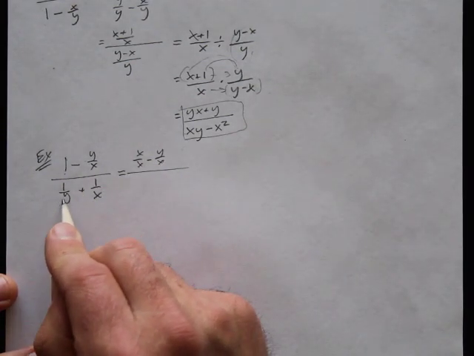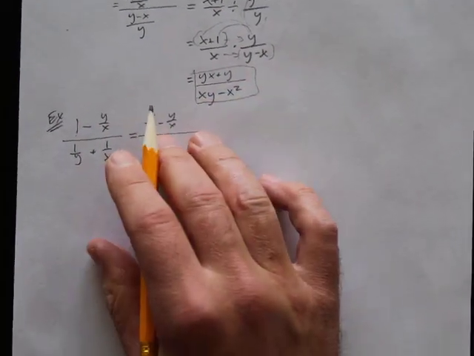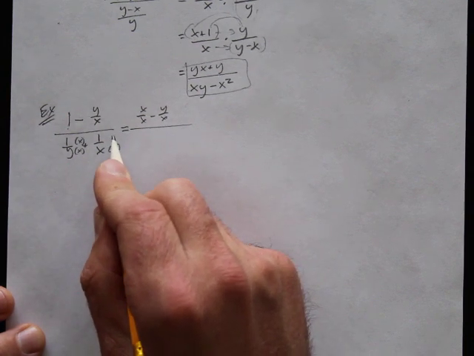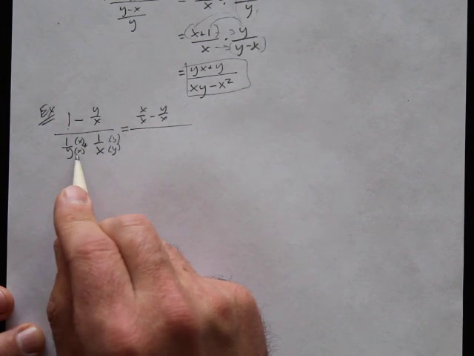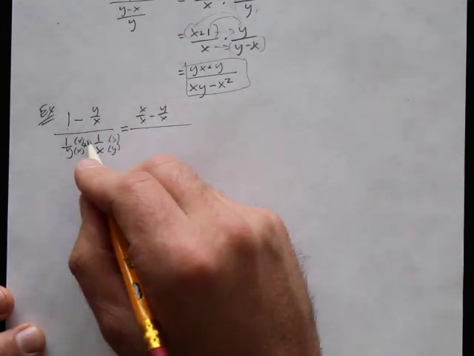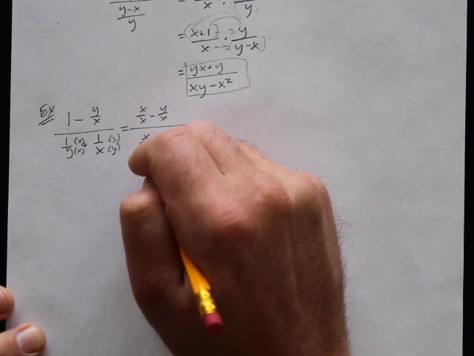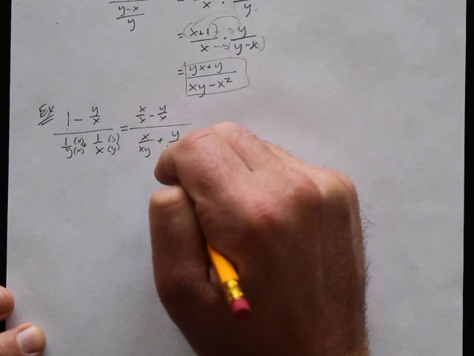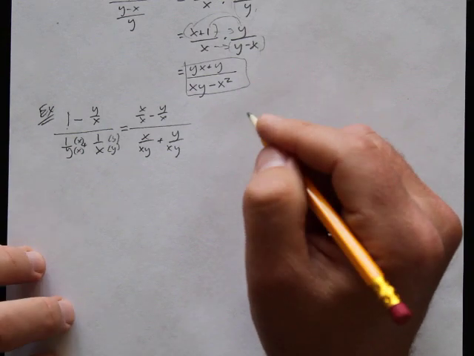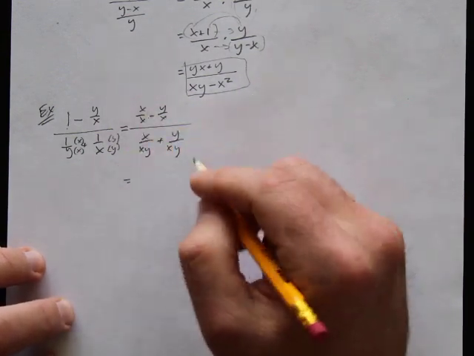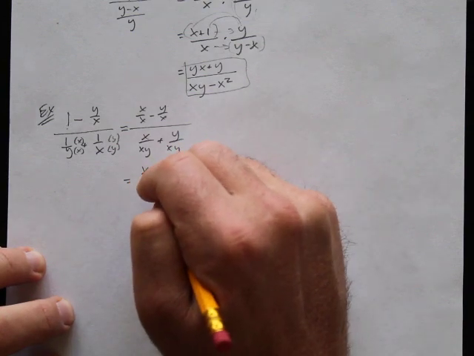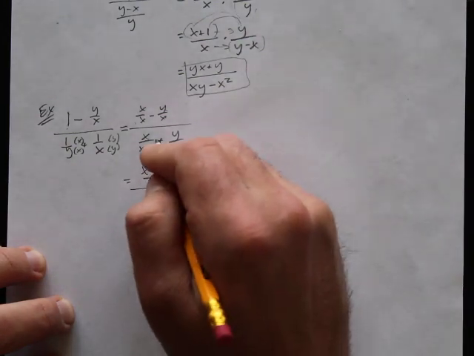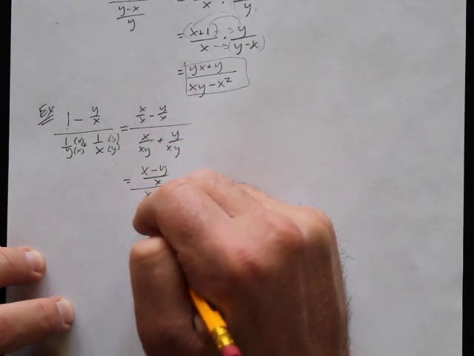My denominator does not, as easy as before, so I need to multiply this by x over x, and I need to multiply this by y over y. So now I have a common denominator of xy. So that's x over xy plus y over xy. Now let's rewrite these a little bit more consolidated here. X minus y over x, that's the top here, all over x plus y over xy.